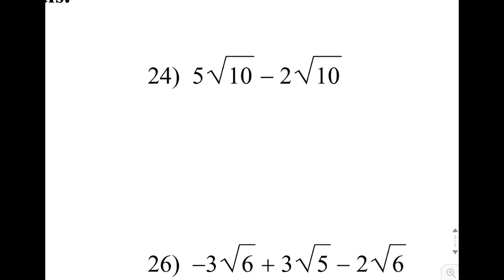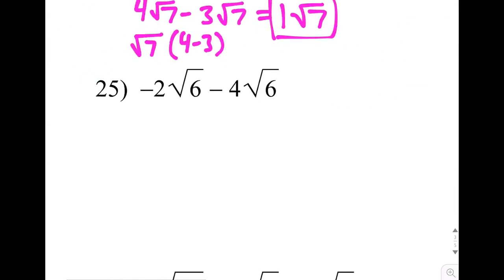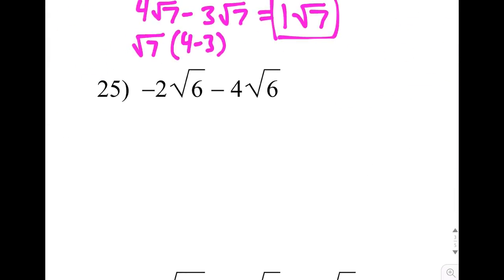Let's try another example with a common radical. We have 5 root 10 minus 2 root 10. Well, 5 minus 2 is 3. So then 3 root 10 is our answer. So not too bad so far. Go down to another example.